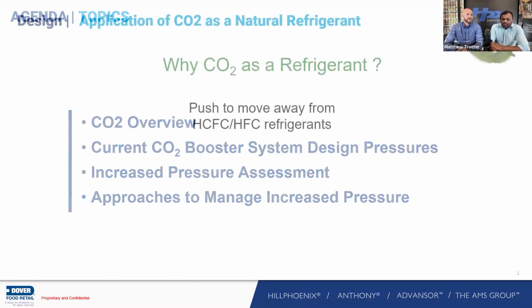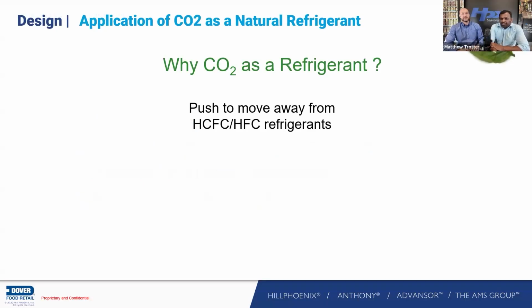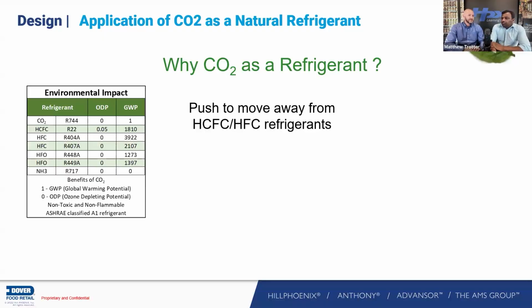So to start with the CO2 overview, why CO2 as a refrigerant? There is a push to move away from HFC refrigerants. That's one of the regulations coming up based on the AIM Act. And CO2 is an environment-friendly refrigerant, right? It has an ODP, ozone depletion potential, of 0, and the global warming potential, GWP, is 1 for CO2 when compared to HFC refrigerants.